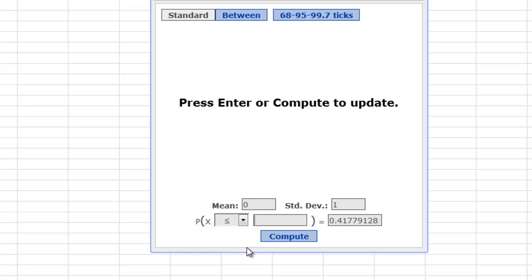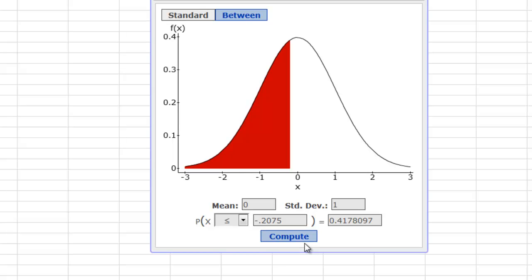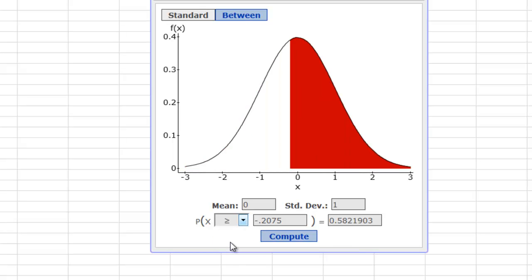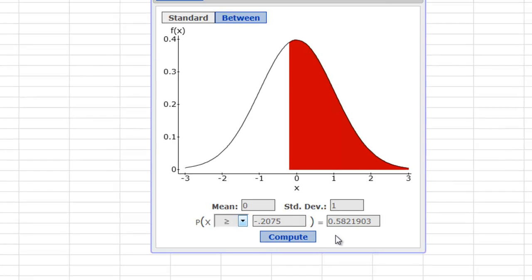And so let's use the z-score we calculated for 20, so negative 0.2075. And there we go. And so here's my graph. It's the percent less, and it's 0.4178. And if I wanted to know the percent greater or the percent above 20, well, it's the same z-score, and I could just flip the sign to be greater, and you can see it shades, and now I get that percent for greater. So that works out really well.